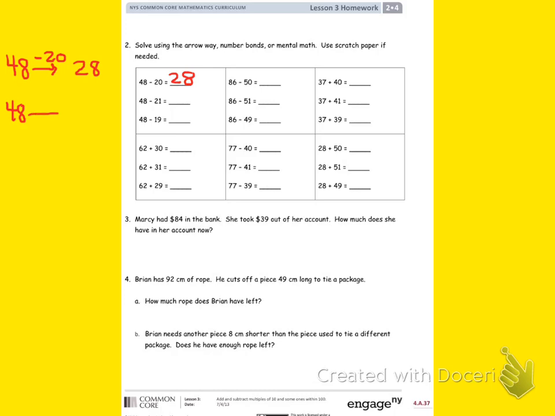48 minus 10 is 38. Minus another 10 is 28. 2 tens is 20.